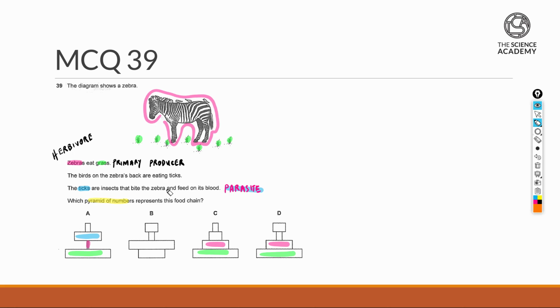Now the birds themselves will have a much smaller population as compared to the ticks. So we're going to have a narrower base as compared to the ticks' trophic level. So with that, the answer for this is going to be A.